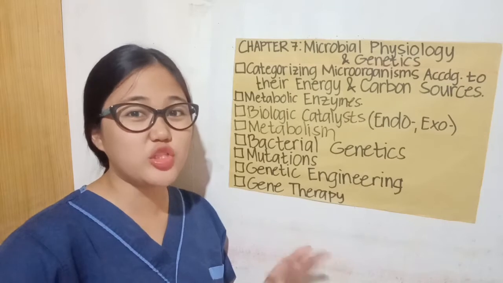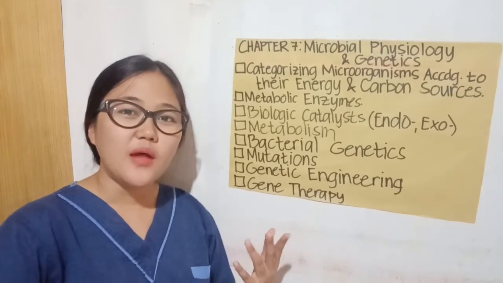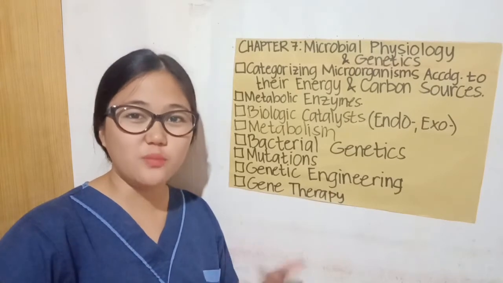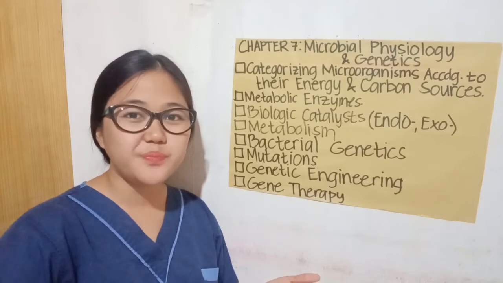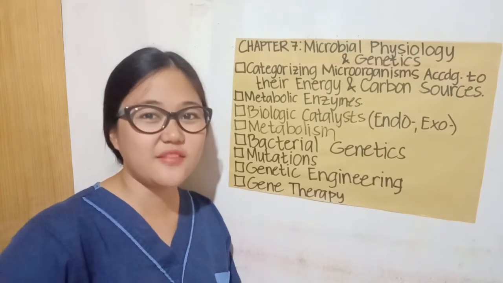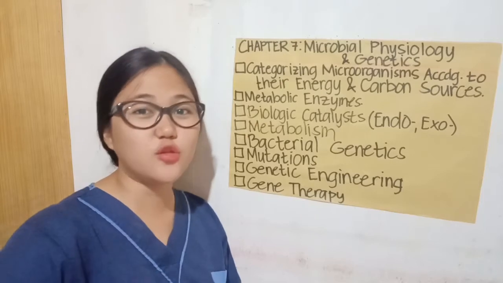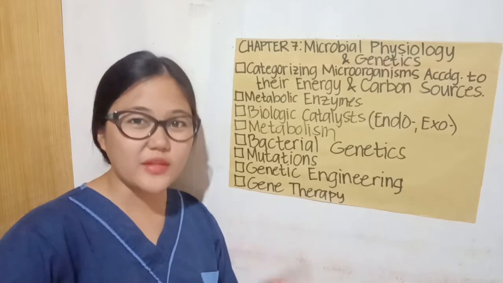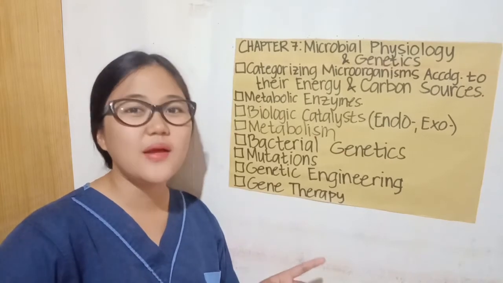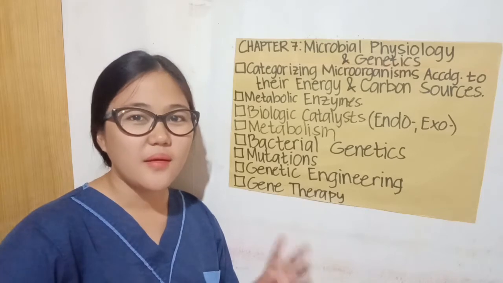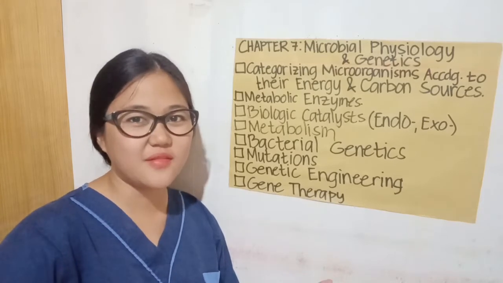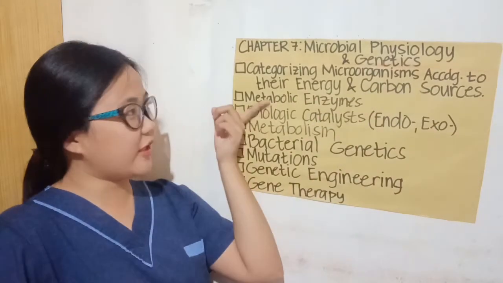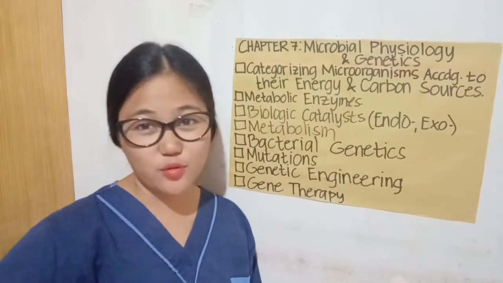Let's move on to nutritional requirements of an organism. Unlike us humans, a microorganism or an organism needs essential nutrients for them to survive. That's what nutritional requirements means. Let's move on to categorizing microorganisms according to their energy and carbon sources.